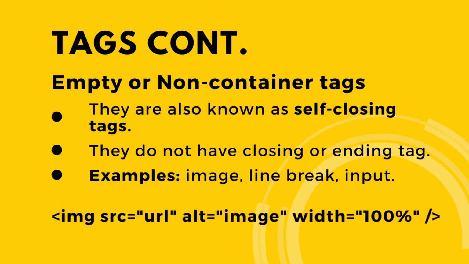This is how a self-closing tag looks. You can see the less than sign. After the less than sign, you write the tag name. For instance, we are using image as an example here. Then after the image, you have some attributes. Then after the attributes, instead of writing your normal greater than sign, you put a forward slash, then the greater than sign. This is an example of an empty or non-container tag.